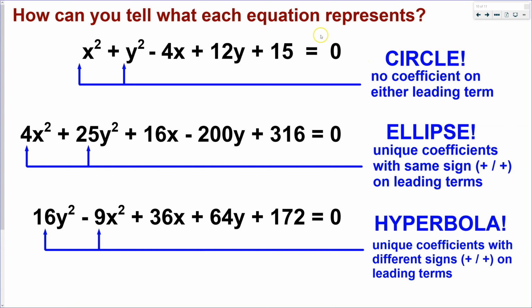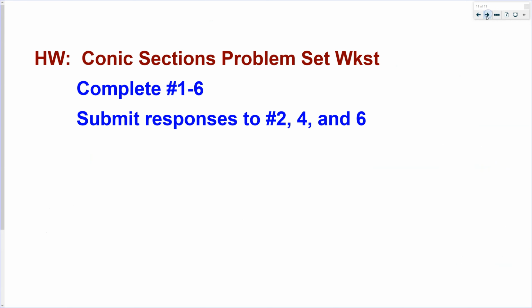Your homework today is basically going to be this. There's going to be a set of 6 problems that are in a variety of scrambled and standard form equations, and you're going to have to figure out whether it's a circle, ellipse, or hyperbola, and then give the appropriate information for each shape. The homework assignment is another worksheet. It's titled Conic Sections Problem Set, and you're going to do problems 1 through 6, and Schoology will ask you for responses to number 2, 4, and 6.